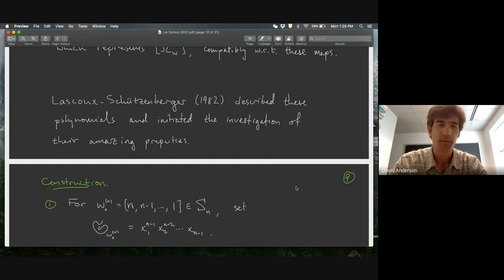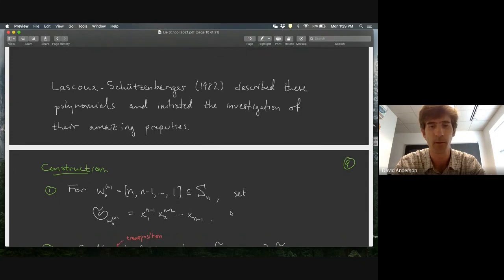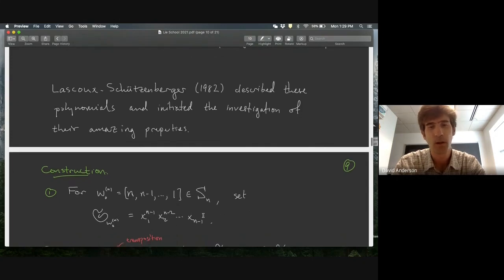So the construction's inductive. You start by writing down the longest permutation. That's the permutation that flips all the elements, n, n minus 1 all the way down to 1. And I'm just going to define by fiat the Schubert polynomial for that permutation to be this polynomial. It's just a monomial, x1 to the n minus 1, x2 to the n minus 2, all the way down to x_{n-1}. I wasn't able to write it here, but you see this has degree n choose 2, which is the dimension of the flag variety. Which is as it should be.